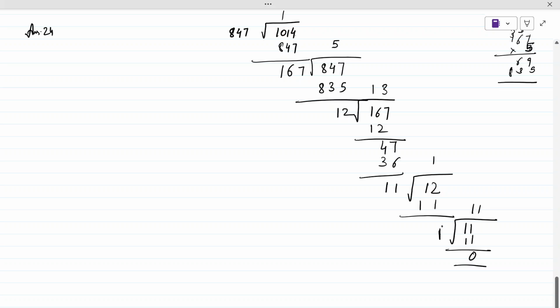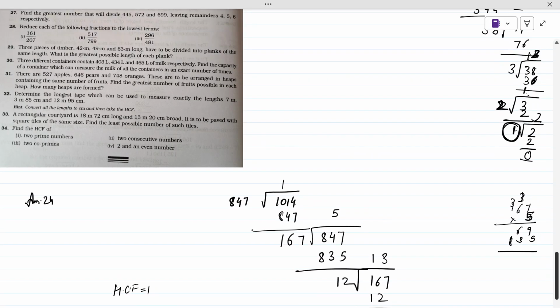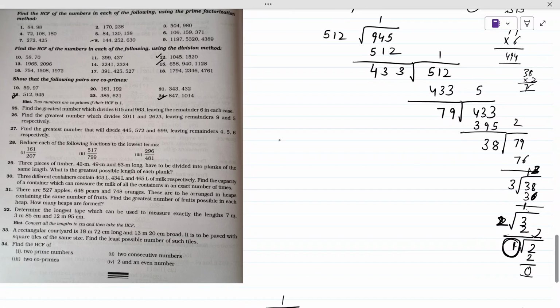Okay, so what is our HCF? HCF is 1, which means the numbers are co-prime. And in the earlier question also the HCF was 1, so those numbers are co-prime. Okay, so kids, now you understand how, using the division method, we can find whether numbers are co-prime.